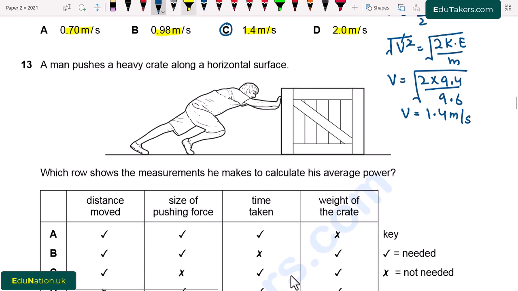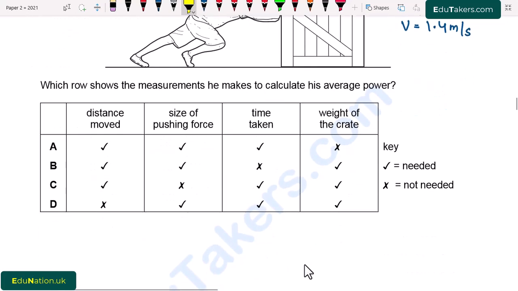Question number 13. A man pushes a heavy crate along a horizontal surface. Which row shows the measurements he makes to calculate his average power? So first of all, we know that power is energy over time, where in this case energy is equal to work done, and work done is the product of force and distance moved, divided by time. So power is calculated by three quantities: force, distance and time.